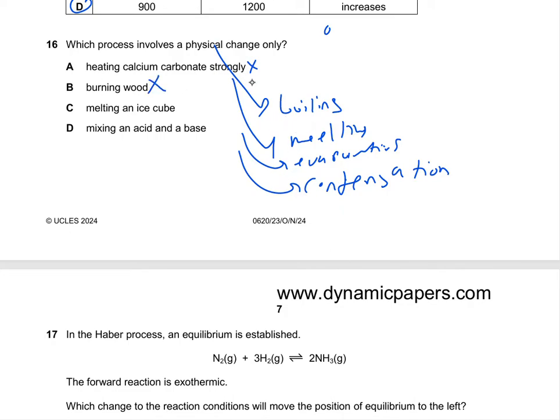Burning wood? No. Melting ice? Yes, it's melting, so it's a physical change. Mixing an acid with a base? No, it's a chemical change.